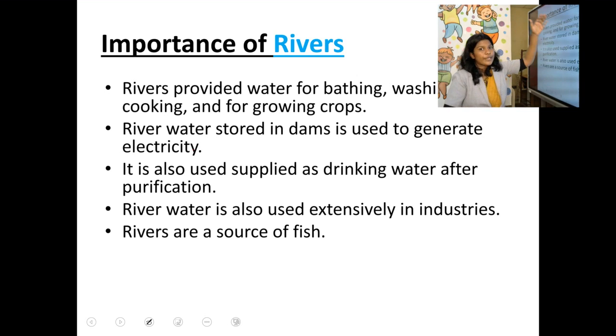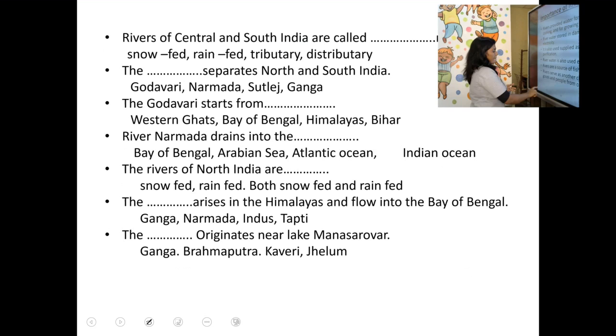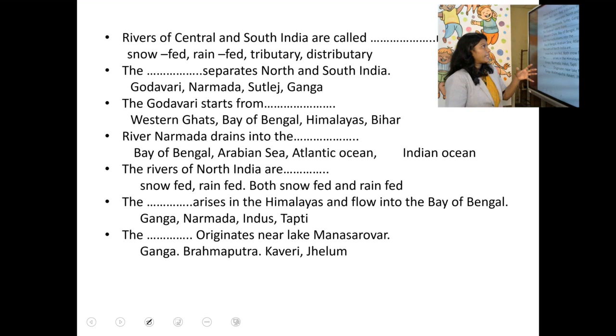Rivers provide water for bathing, washing, cooking and growing crops. River water stored in dams is used to generate electricity, and it is also supplied as drinking water after purification. River water is also used extensively in industries, and rivers are a source of fish. So that is all for the chapter. Next, let us move to an activity. I am asking you some questions, and you have to give me the answers.